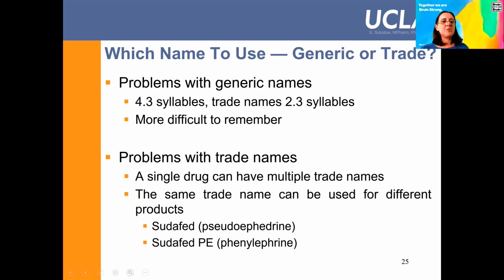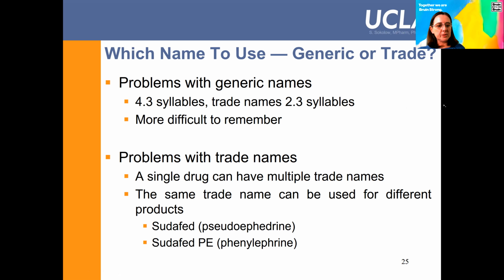So now, which name to use, when, and why? As I said, the problem with the generic names, even though they are easier than the chemical name to memorize, is that they are longer. They have about, on average, 4.3 syllables compared to 2.3 for the trade name. So they're more difficult to remember.